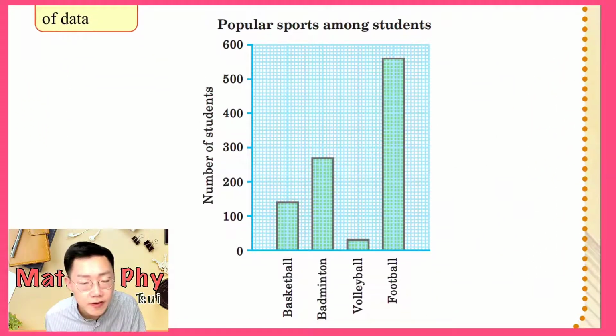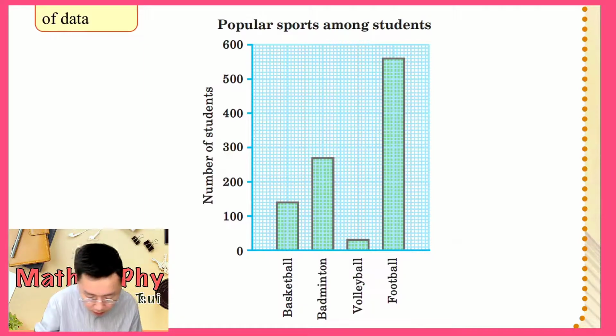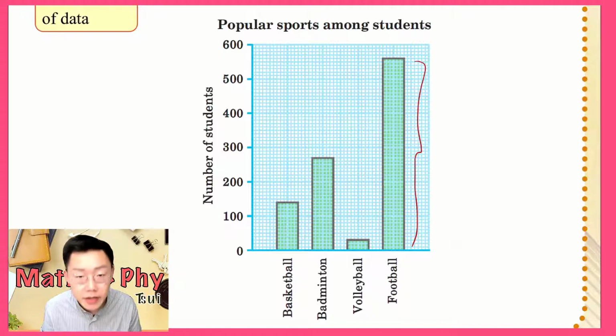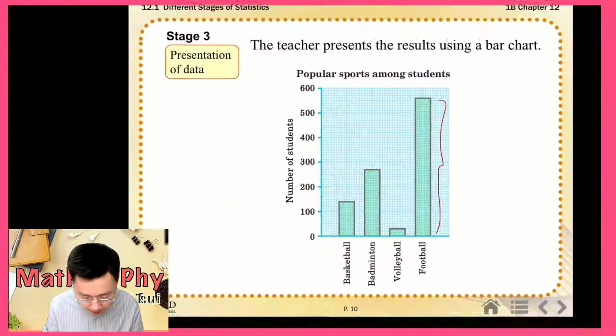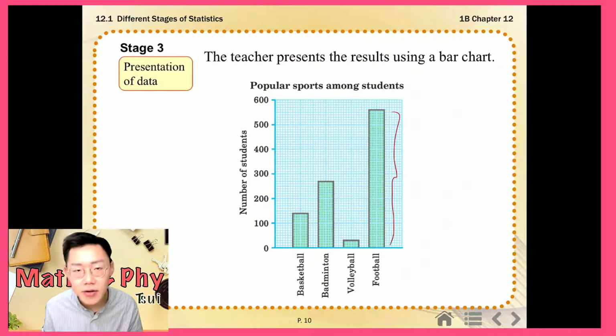After reading this chart, what's your conclusion? Think about it. What's your conclusion about this chart? You can see the bar for football is the highest one. So what we can conclude is that most of the students like to play football. So we can say that football is the popular sport in this school. This is the analysis of our data.